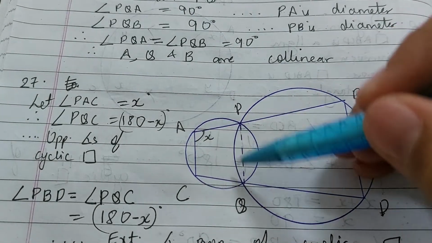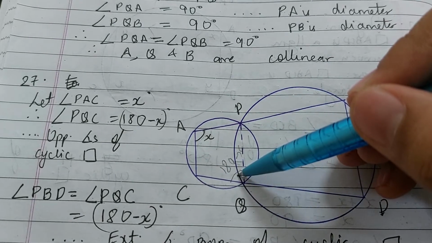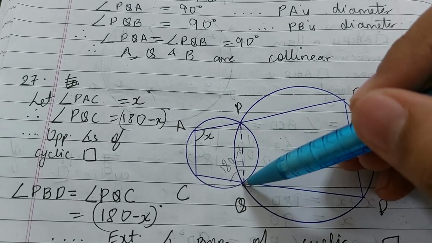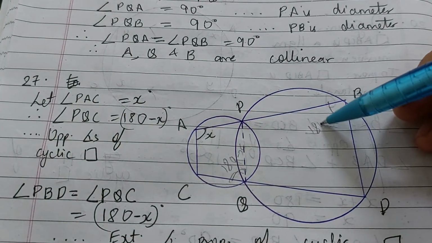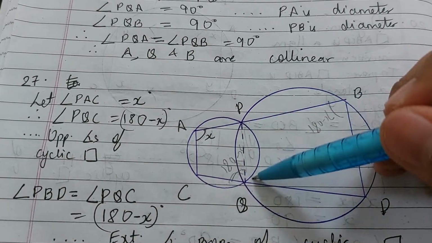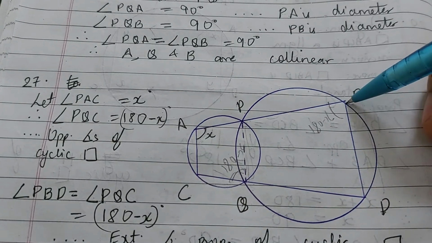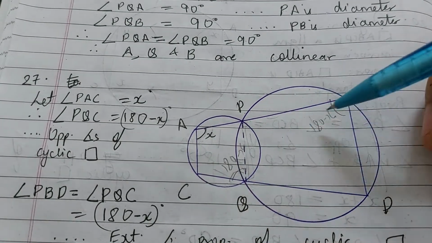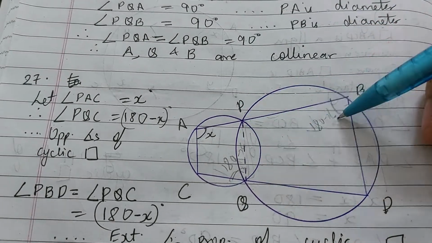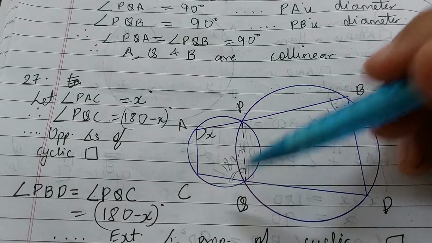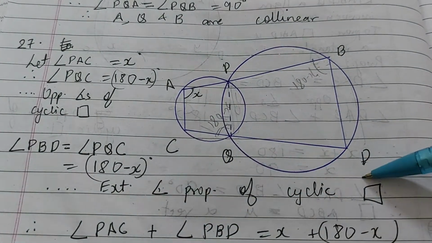Now if this is X, then this will be 180 minus X because opposite angles of a cyclic quadrilateral are supplementary. Now if this is 180 minus X, then this will also be 180 minus X because this is an exterior angle for cyclic quadrilateral PQDB. So the remote interior opposite angle is equal to the exterior angle. This is a property. The reason we will write is simple: exterior angle property of cyclic quadrilateral.